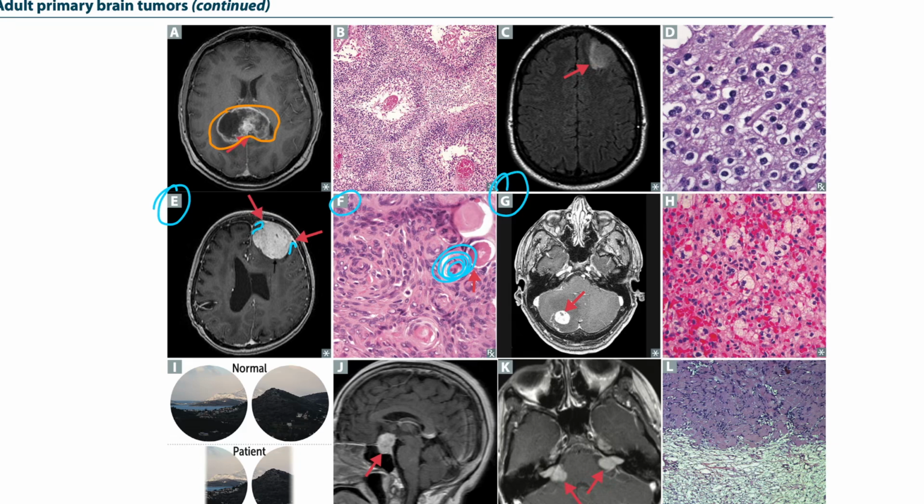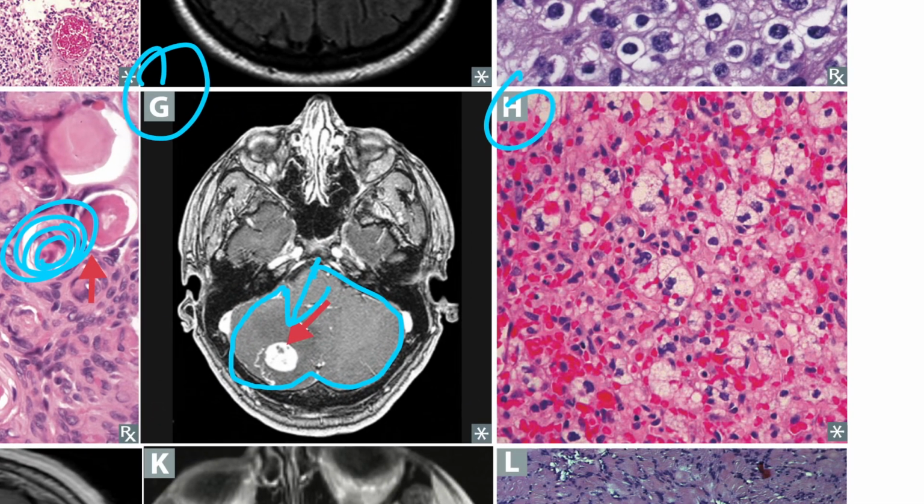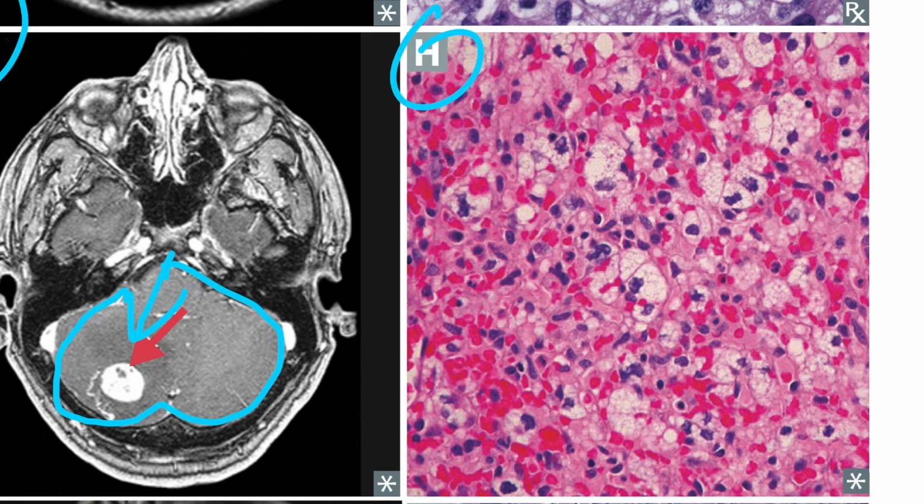Okay, first look at G. You can see it's arising within the cerebellum. This is the cerebellum. That's picture G. And picture H, thin-walled capillaries with minimal intervening parenchyma. So you have thin-walled capillaries here, because you can see all these RBCs just out there. It's thin-walled capillaries.